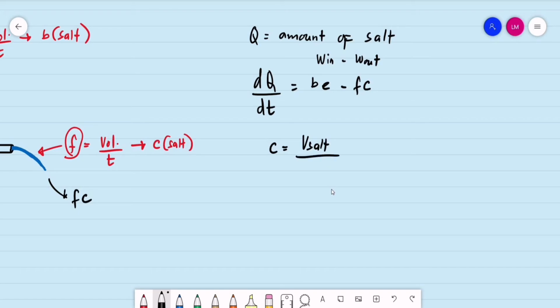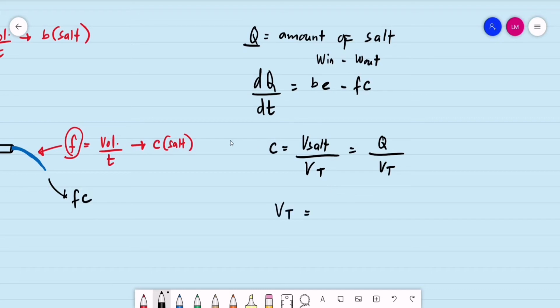to be divided by the total volume of the solution. So we are using Q as the amount of salt. This is divided by the total volume. What will be the value of C? That will be, or the total volume first. What will be the equivalent of the total volume?